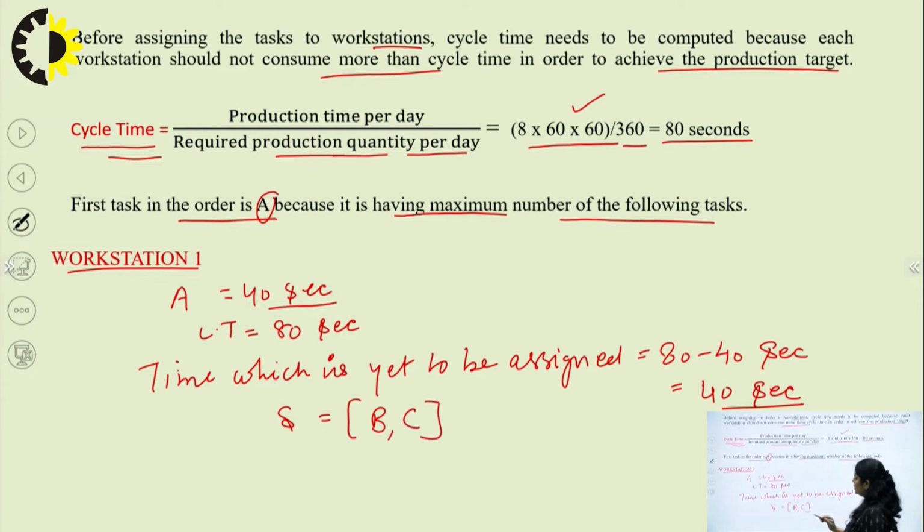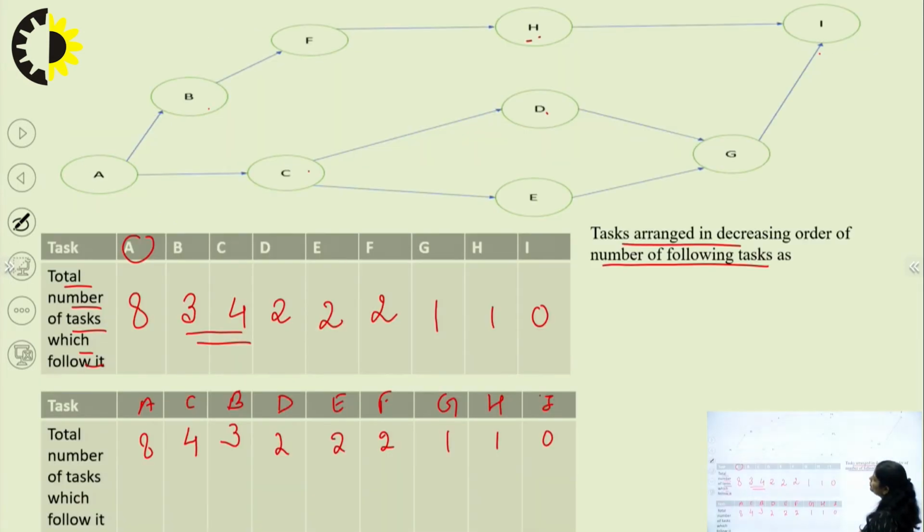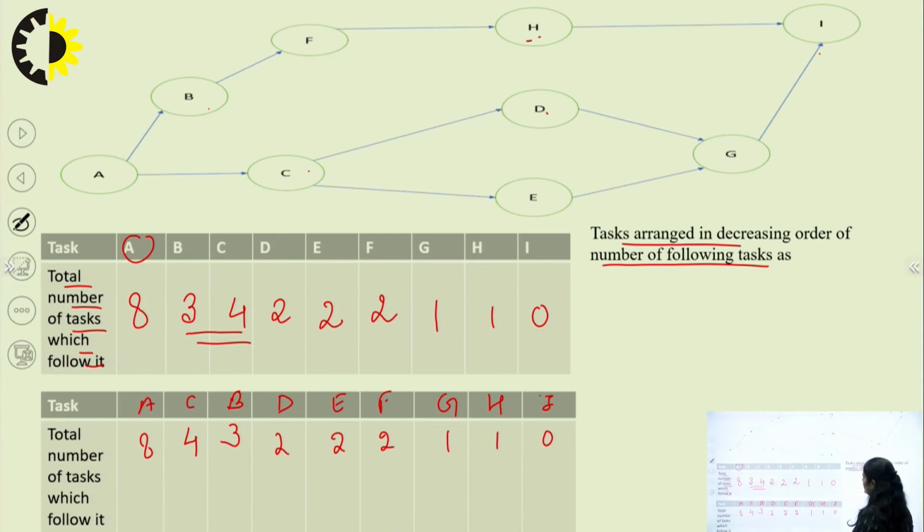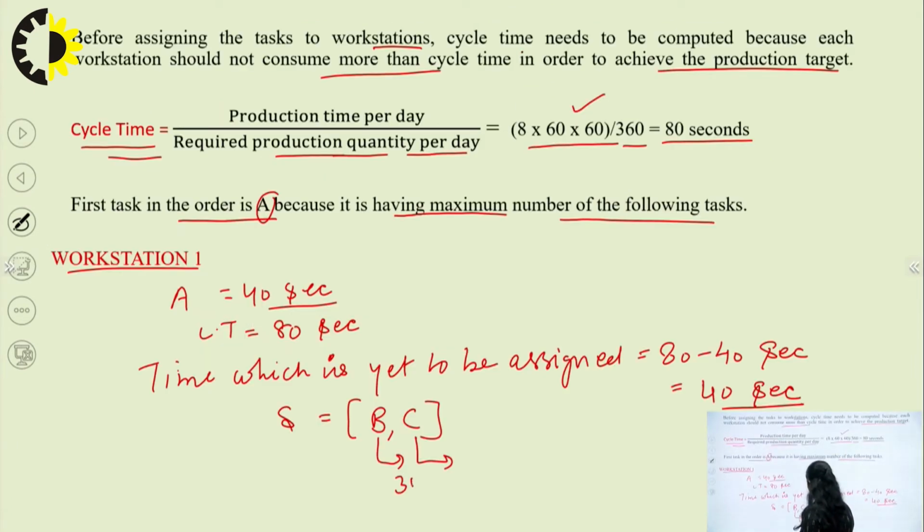If we check the feasibility, then we can see the time taken by B and C from the table. The time taken for B is 30 and the time taken for C is 35. Both are feasible because the time taken by these two tasks is less than the time yet to be assigned. So the set of feasible tasks will be B or C.